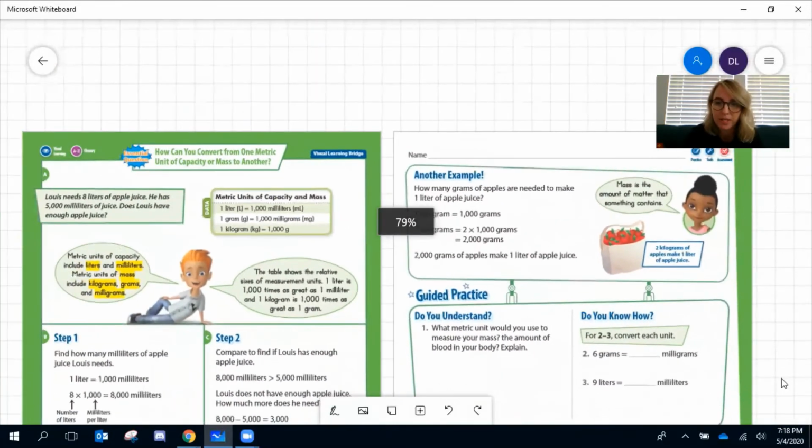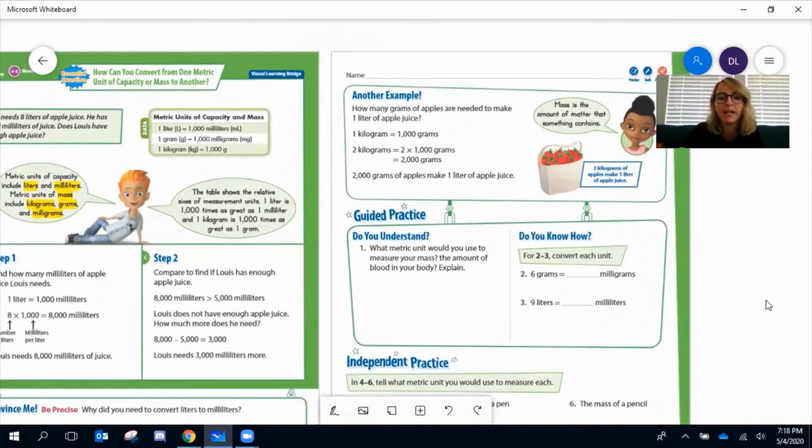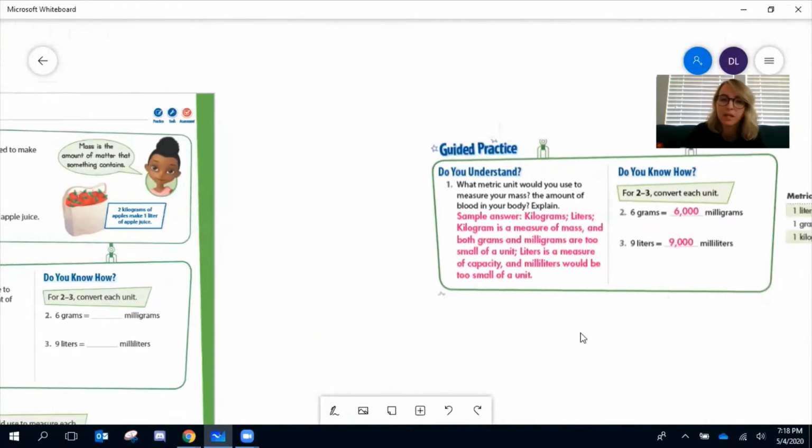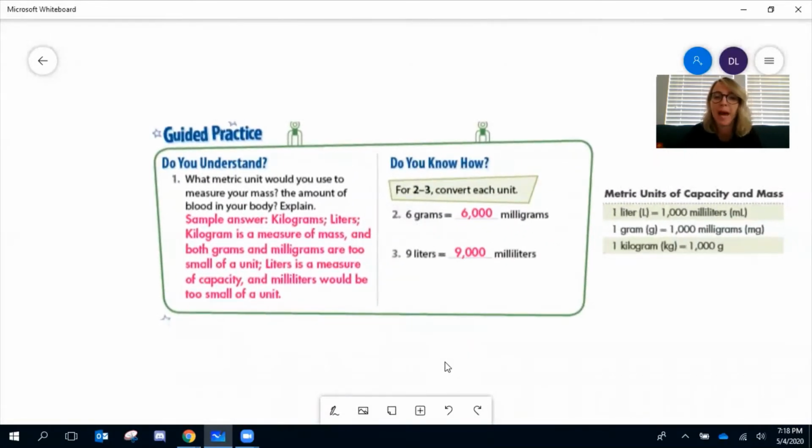So we're going to get started with the guided practice. So please flip in your book to page 499, and we'll get started. So number 1 says, what metric unit would you use to measure your mass? When we think about mass, we think about weight. So you would measure your weight in kilograms. Grams are way too tiny, so kilograms are going to be what we use.